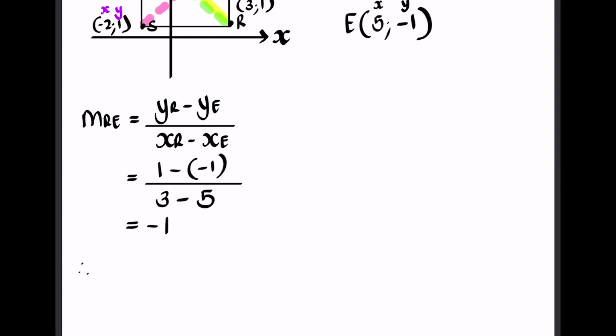Therefore, the gradient of PR is equal to the gradient of RE. So therefore, P, R, and E are collinear.